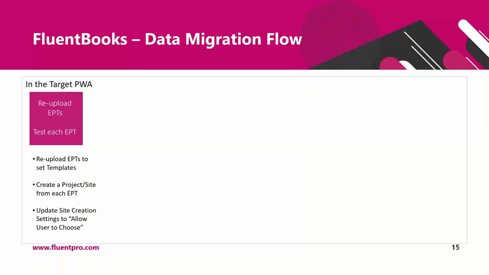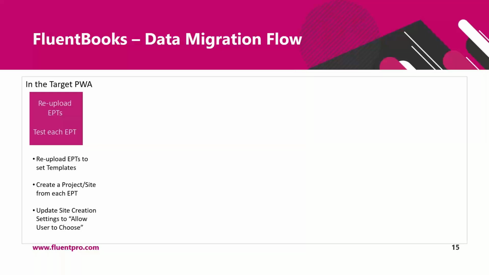The next step is to re-upload EPTs, enterprise project types, in order to set correct templates in the enterprise project types in the target PWA, and also create a project and a site from each enterprise project type, and to test that there are no errors during creation of either a project or a site.